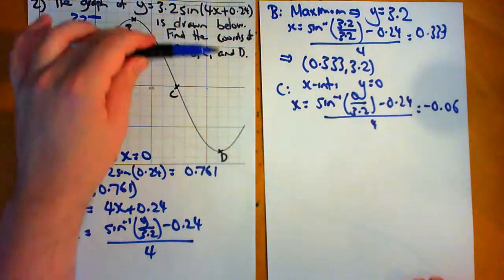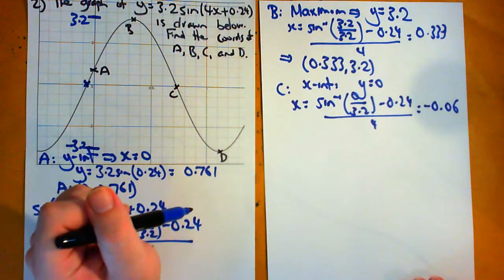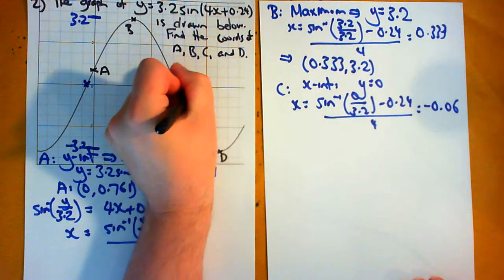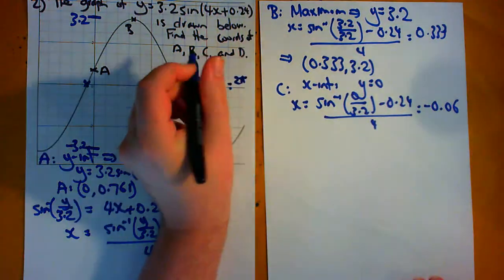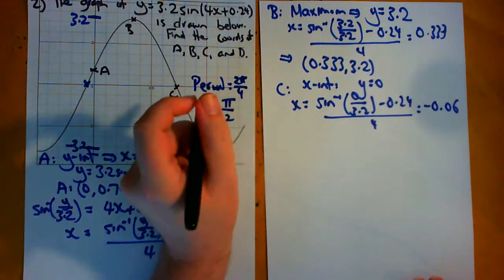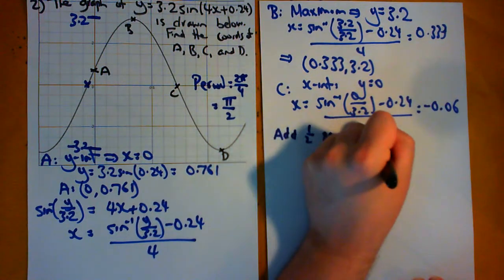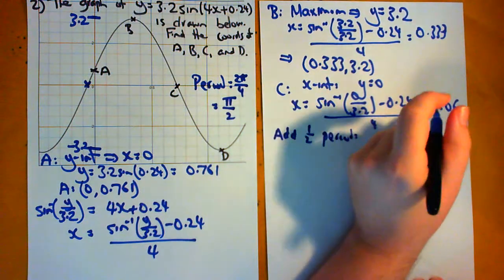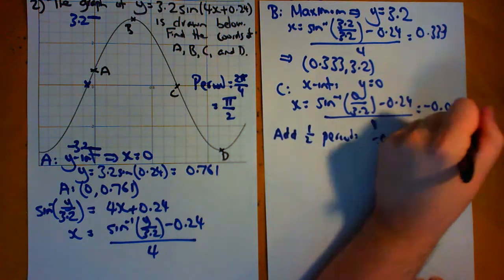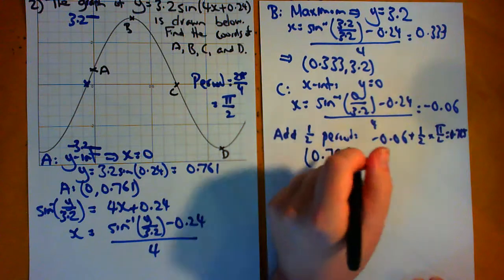We are talking about the vertical middle of this function, so we're talking about halfway between minimum and maximum, halfway between -3.2 and 3.2. So that means we can add half a period. So what is the period? Period is 2 pi over b, so 2 pi over 4 gives us pi over 2. So we add half a period. So we get negative 0.06 plus half of pi over 2, and if we calculate that we get 0.725. So your coordinates of C is x was 0.725 and y is 0.